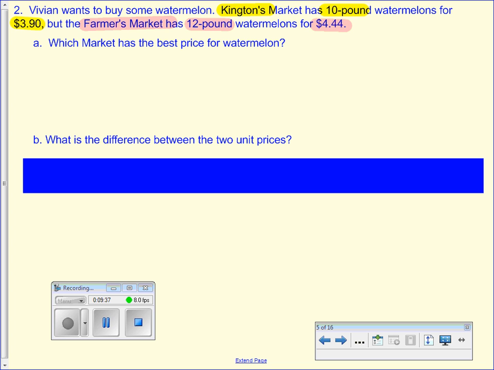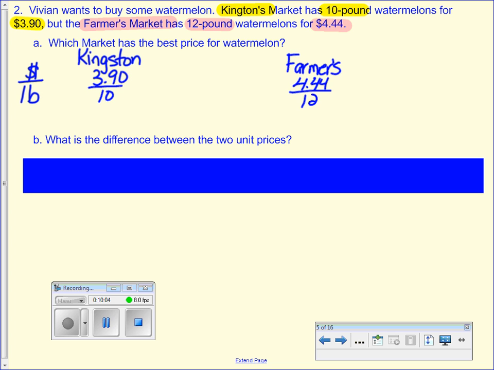So now, again, we're going to look at how much it is, but this time it's per pound. So first we'll set up Kingston's, which is $3.90 for 10 pounds. Then we have the Farmers Market, which is $4.44 for 12 pounds. So let's find out how much Kingston is per pound. Take your ratios and turn them into unit rates. So go ahead and do that now.